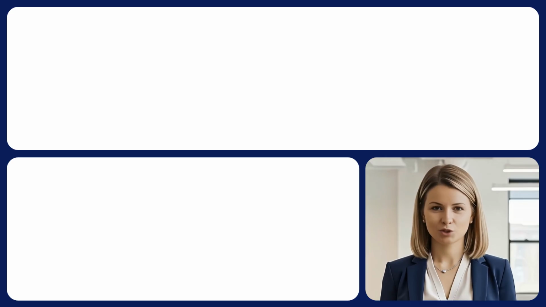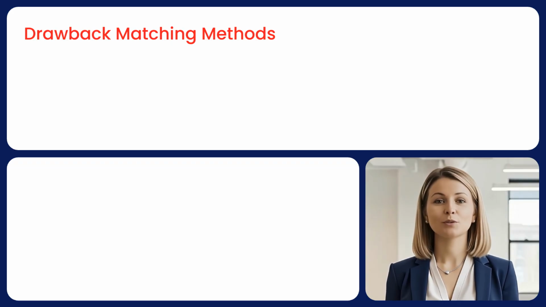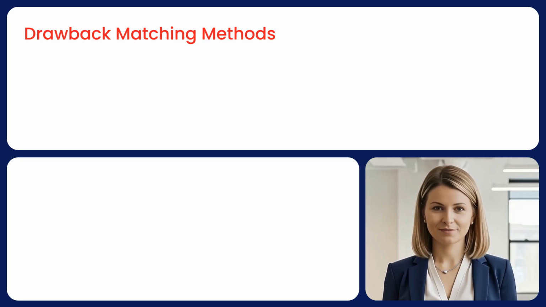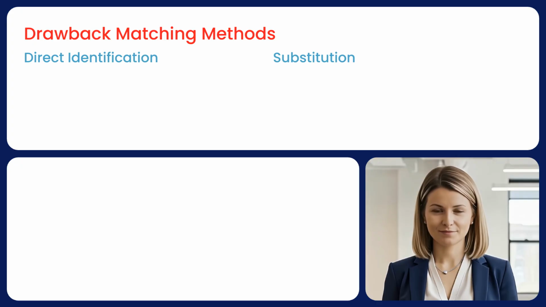Let's dig a little deeper into drawback. Next, we'll talk about matching methods. A drawback matching method is how a qualifying export is paired with a previous duty-paid import. There are 2 ways to do this: direct identification and HTS level substitution.